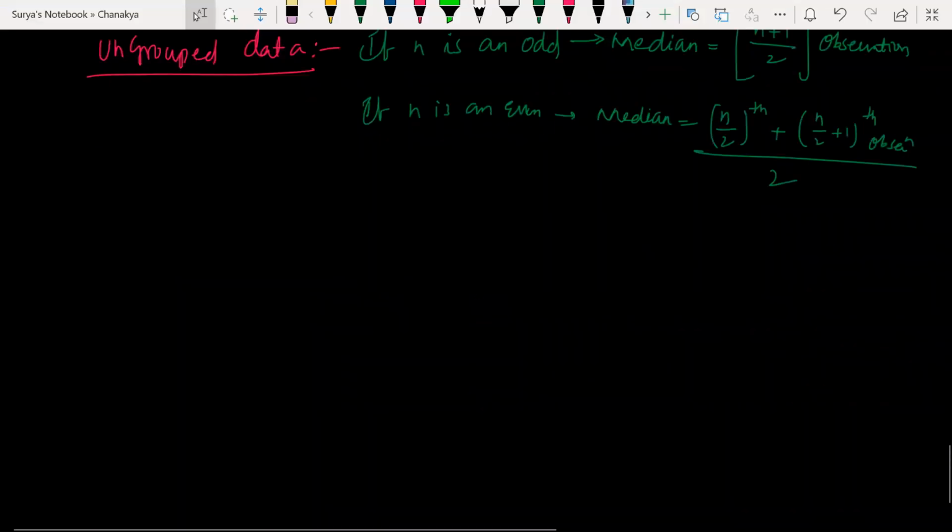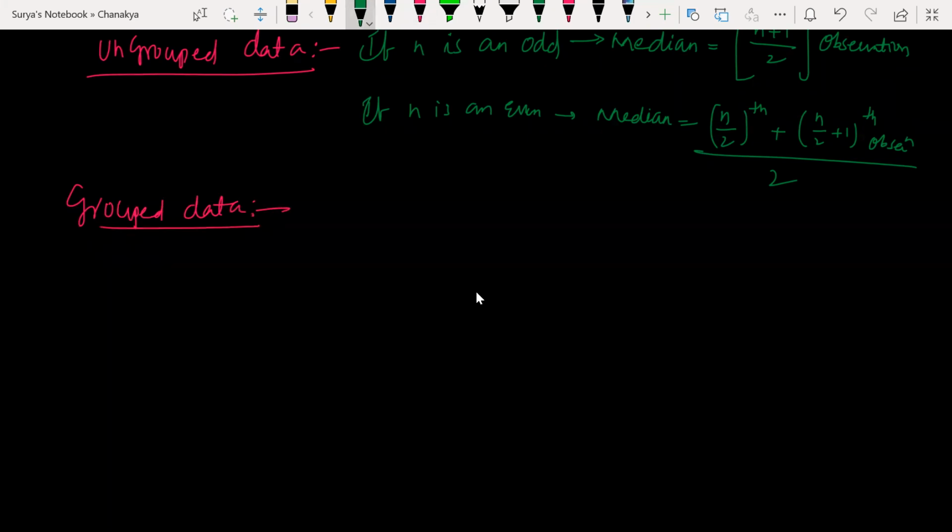Now, median for grouped data. This is a somewhat different formula. This is not given in your syllabus, but still you have to go through each and everything. Median for grouped data, very important formula. So median is L plus n by 2 minus cumulative frequency, divided by f, into h.